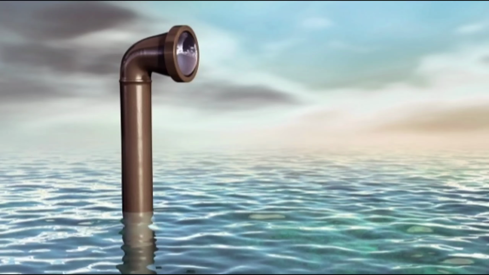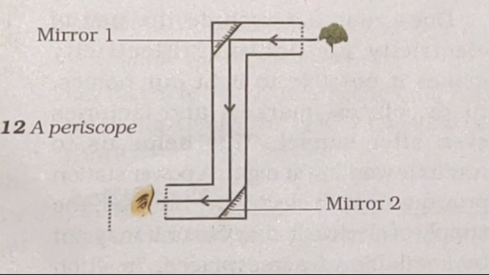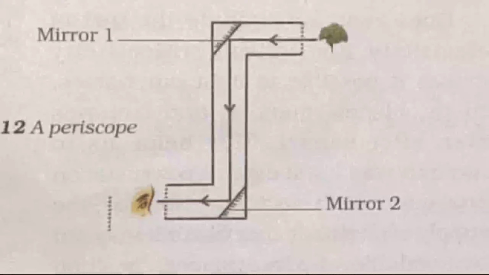In our daily life, we use the periscope in submarines to see the upper part of the water, what is there, from inside the submarine. You can see the upper part of the water. This is one daily life use of the periscope.